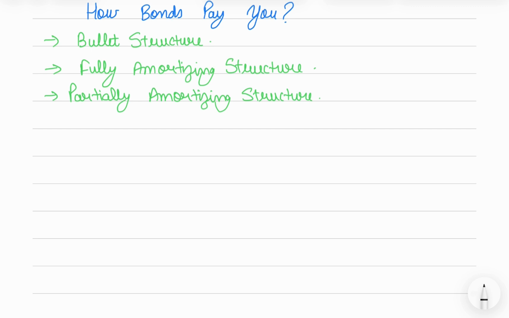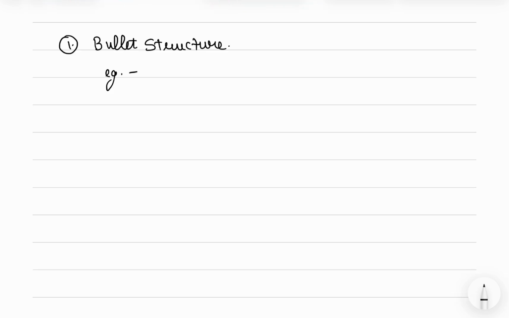So today we will answer a very important question: how bonds pay you. So basically the cash flow structure of the bonds. These can be divided into majorly three cash flow structures, that is a bullet structure, fully amortizing structure, and a partially amortizing structure. So let's take an example.